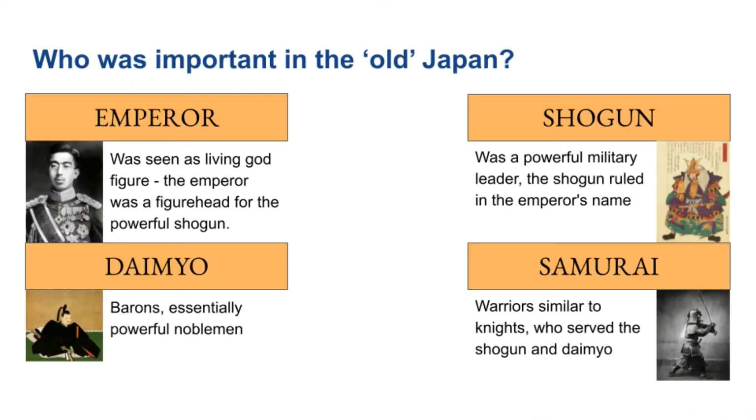So first of all, let us look at who was important in, so to say, old Japan. First of all, we have the emperor. I am a living god. Then we have the shogun. I am a powerful military leader. And the daimyo. I am a baron. And the samurai. I am a warrior.